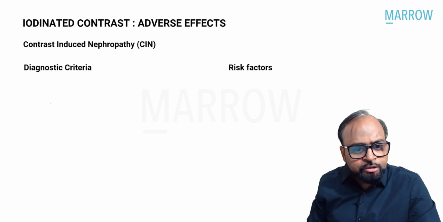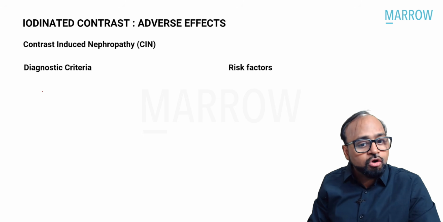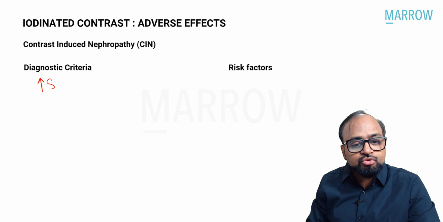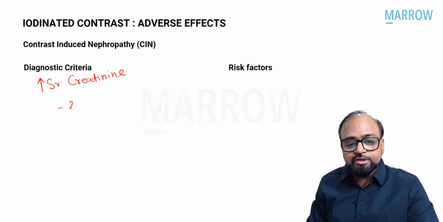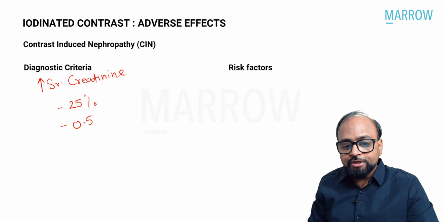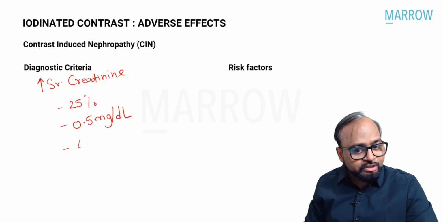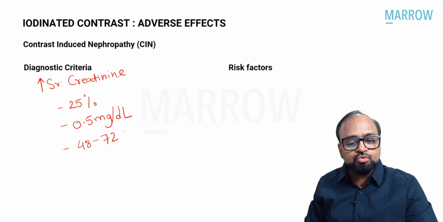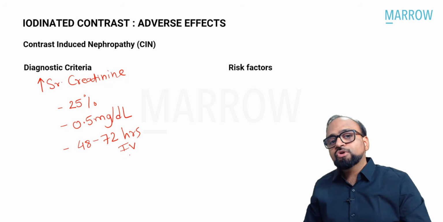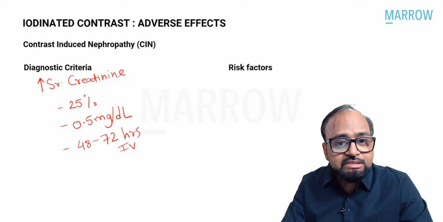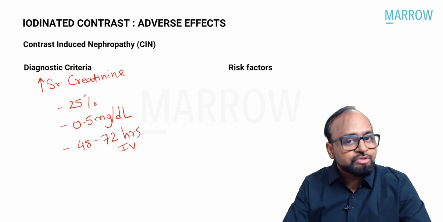So how do you diagnose it? The diagnostic criteria revolve around measurement of serum creatinine. There is an increase in serum creatinine. By how much should serum creatinine increase? It should increase by either 25% or an absolute increase of 0.5 milligram per deciliter within 48 to 72 hours of IV contrast administration, right? So IV contrast, injection of the contrast. So this is the diagnostic criteria of contrast induced nephropathy.